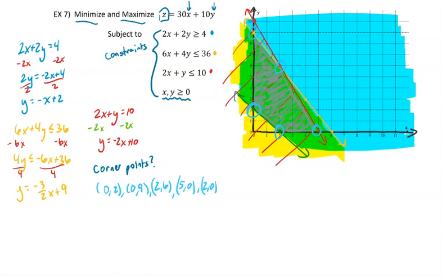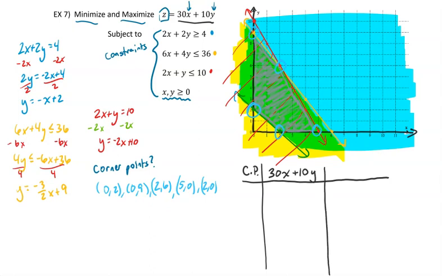Okay, so now we are going to make a little table. In this table, we are going to have our corner points. Next, we are going to have this function from up here, 30x plus 10y. And lastly, I'm just going to put z right here.